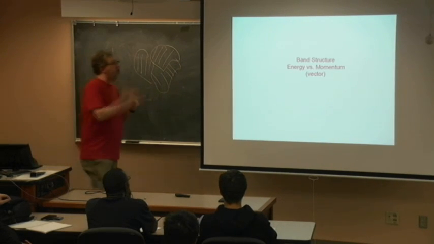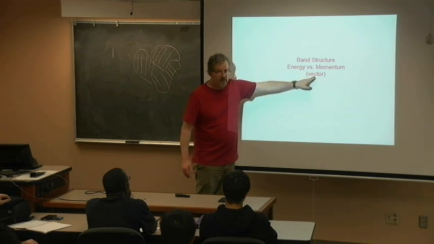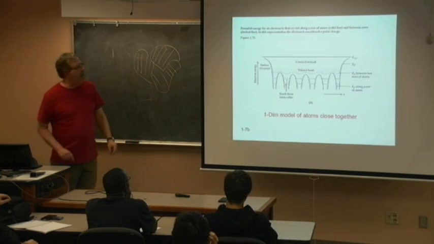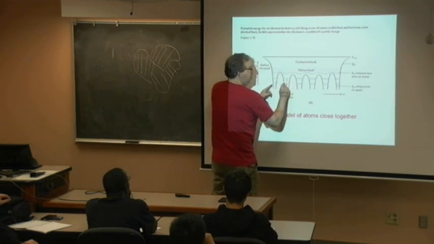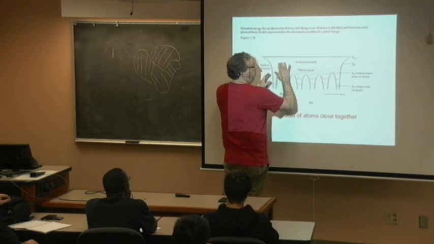So the band structure, which is energy versus momentum, which is a vector, is that concept. This is in one dimension now. I have the atoms lined up, they all interact, I get a splitting, and I create the valence band and the conduction band.